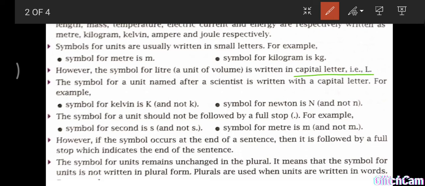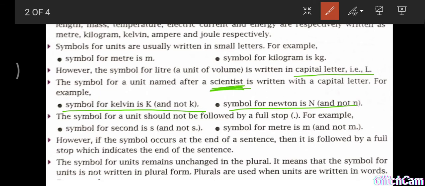This is important. Next, if the SI unit is the name of a scientist and we want to represent it by its symbol, then we use a capital letter. For example, the SI unit of force is newton, capital N, and the SI unit of temperature is kelvin, capital K, not small k or small n.